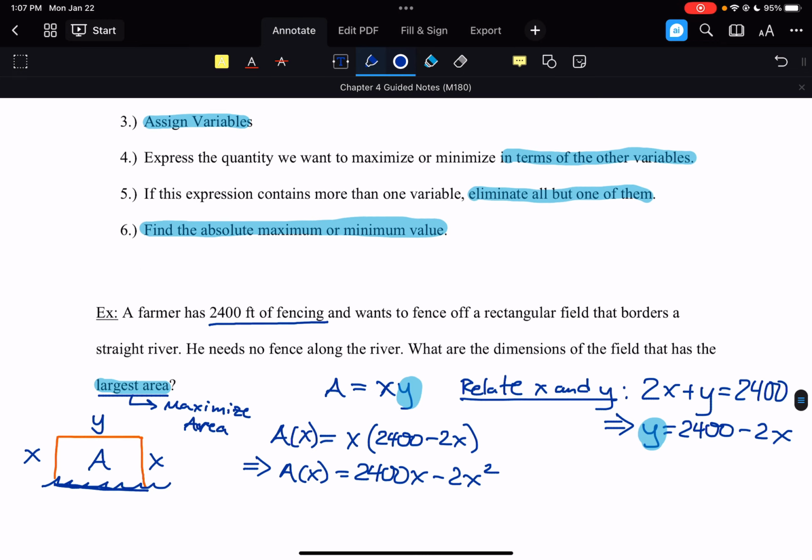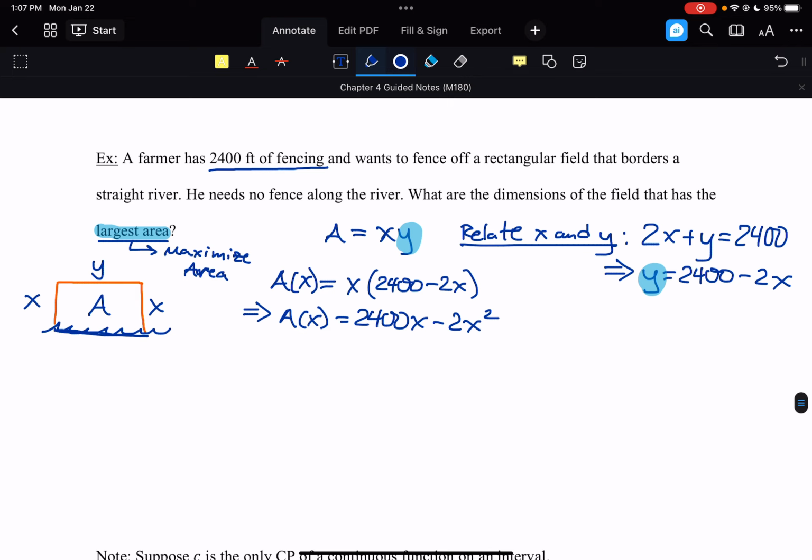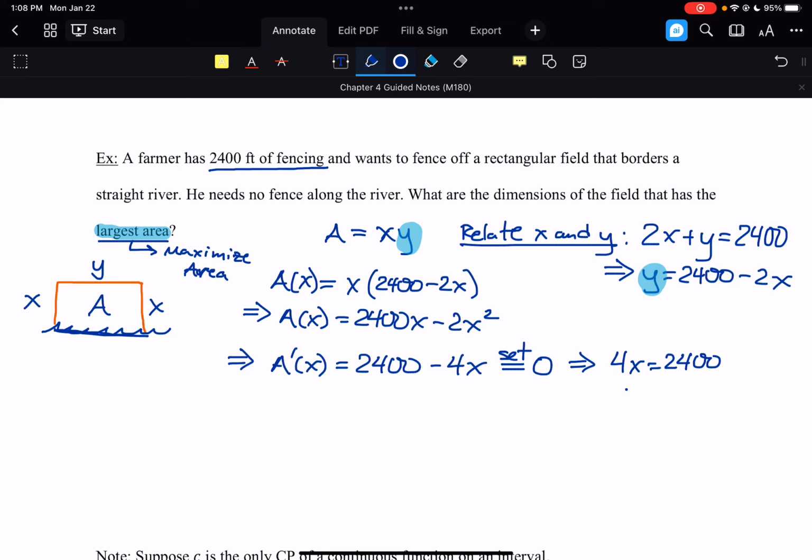And now we've gotten to our calculus step. So we expressed the quantity in terms of other variables. We eliminated all but one of them. Now we need to find the max or min value. So we can go about this process. Now let's take the derivative. So we're going to get A prime of x is 2400 minus 4x. We're going to set that equal to 0. So we get 4x equals 2400. So x is 600.